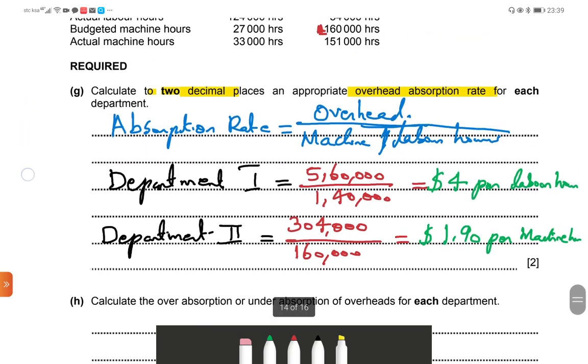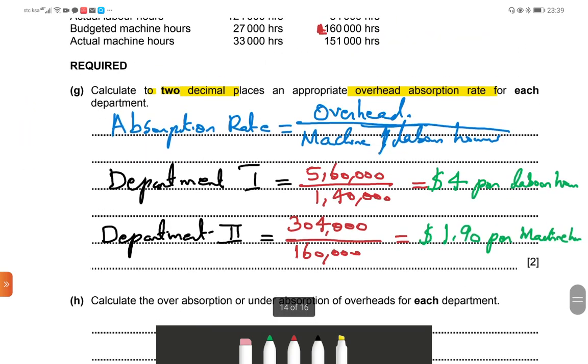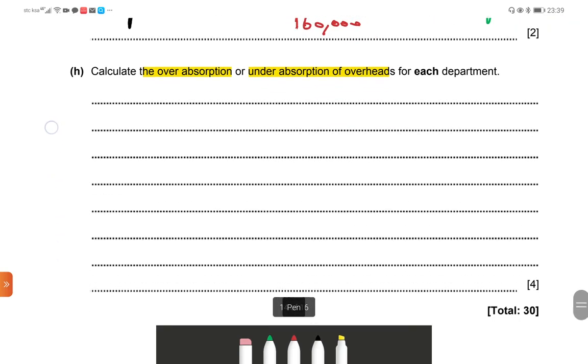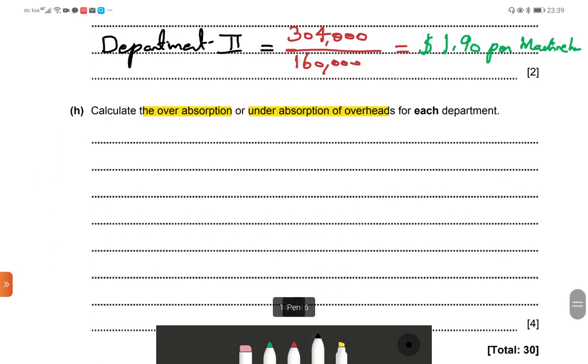Next, here we have calculated the absorption rate as per the budgeted rate. Next, calculate over absorption or under absorption of overhead for each department. How to find the over absorption or under absorption? We will find the difference between actual and budgeted. So the first one, department 1.